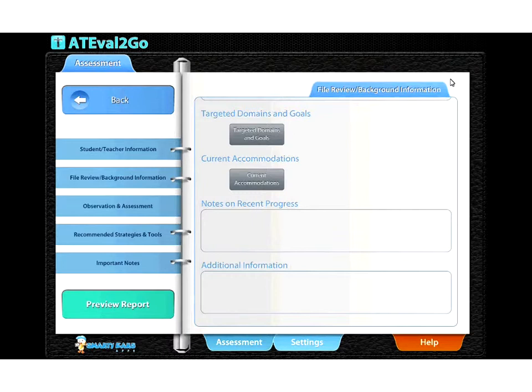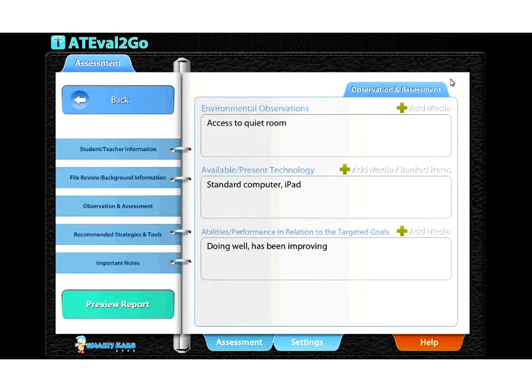Then when we get to the observation and assessment part, so we hit observations and assessment, here's where we start seeing some influence from the SET framework. We looked at the student, now we look at the environment. So it says what kind of environment, or what might we have as environmental observations. And here we have access to a quiet room is something that we have.